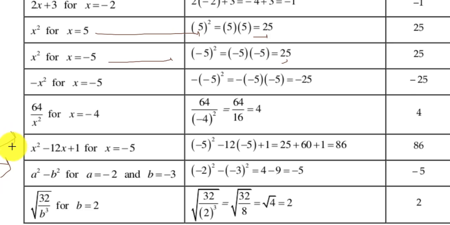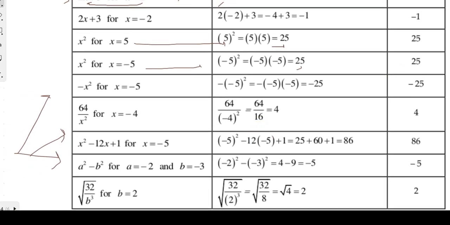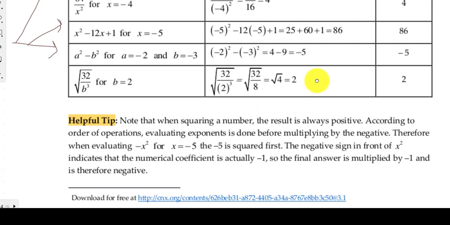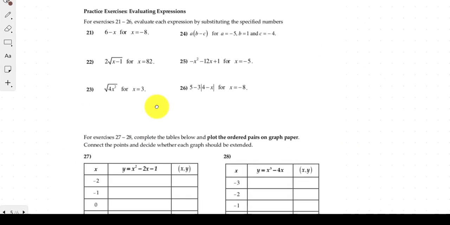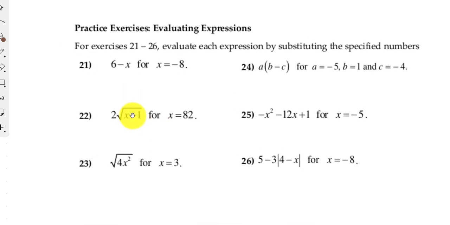So take a moment, maybe pause the video, try to work through these. And then when you're done with that, we'll look at a few problems that do not have the answers in front of them. So for example, practice problems 21 to 26. Yes, the answers are in the back of the book, but let's try to do some without looking at the answers.